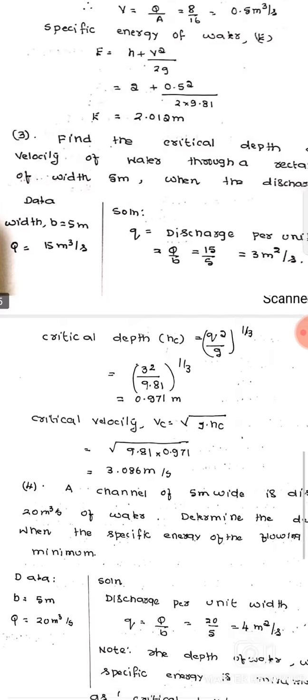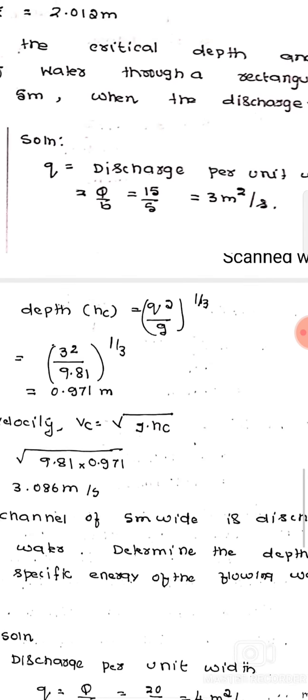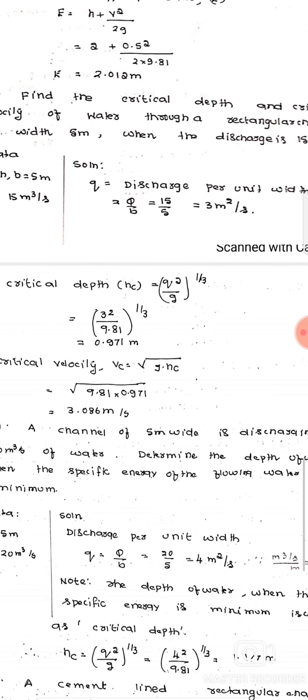Then third one, find the critical depth and critical velocity of water through a rectangular channel of width 5 meter when the discharge is 15 meter cube per second. So we know that small letter q is discharge per unit width, that can be written as Q by b, that is 15 by 5. So it will be 3 meter square per second.